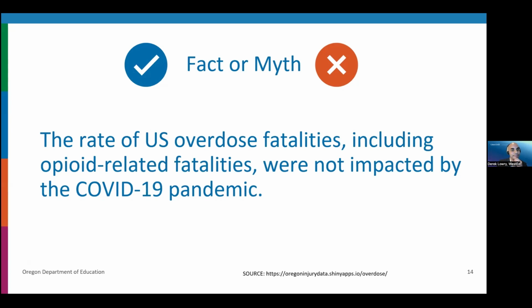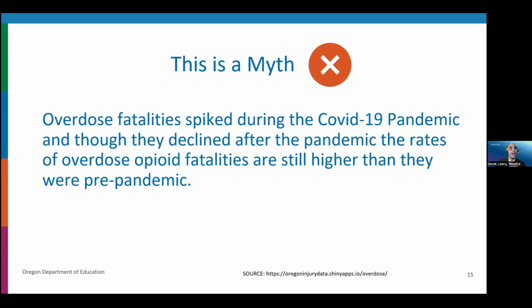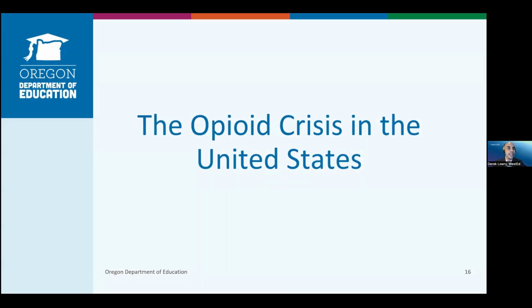This is a myth. Overdose fatalities actually spiked during the COVID-19 pandemic, and though they declined after the pandemic, the rates of overdose opioid fatalities are still higher than they were pre-pandemic. And I think that was pretty even across most of the U.S. So at this point, I'm going to hand it off to my colleague, Dr. Loeffler-Cobia, to talk about the opioid crisis in the U.S.